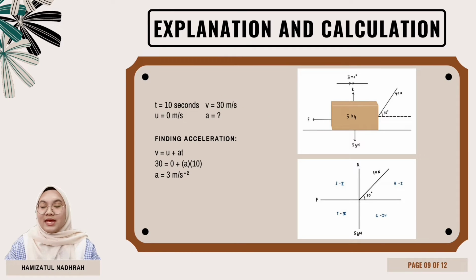Okay, now I will explain the floor surface. First thing first, we need to find the acceleration of this scenario. As we know, the time taken is 10 seconds, and for velocity we use the same velocity as the grass surface, so it is 30 meters per second. To find acceleration, we use the formula V equal to U plus AT. We substitute the information given into the formula and we get acceleration equal to 3 meters per second squared.